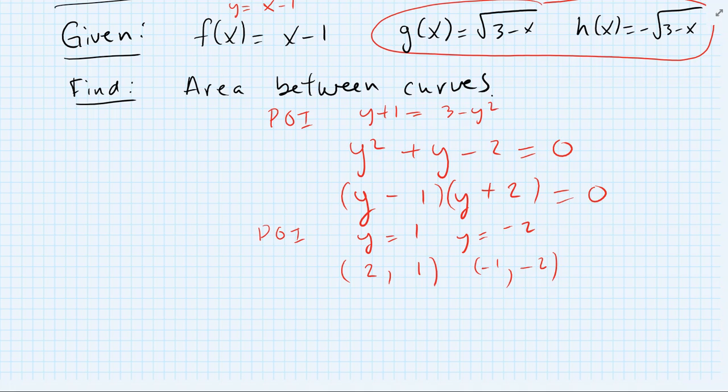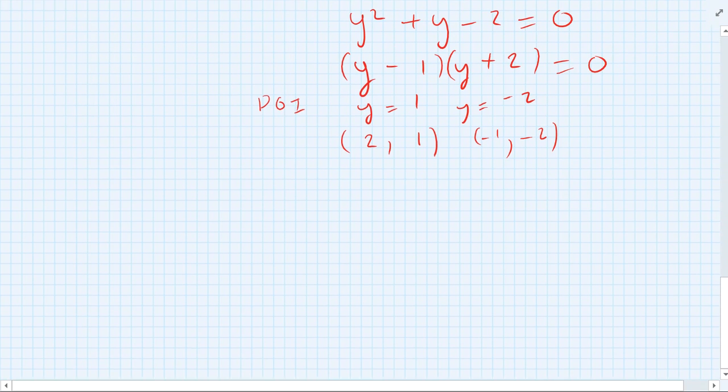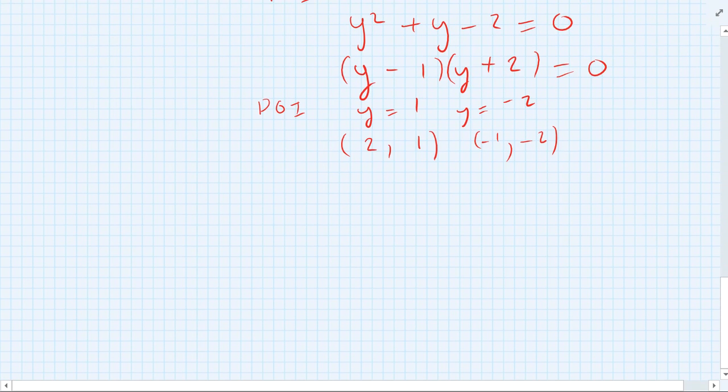Make sense? Okay, so now we're going to do our xy tables. Now that I know my points of intersection, because it's much easier to find the points of intersection that way, I'll do everything in terms of x, and then we'll do everything in terms of y. So if I do everything in terms of x, I'm going to make an xy table. This is for y equal to x minus 1.